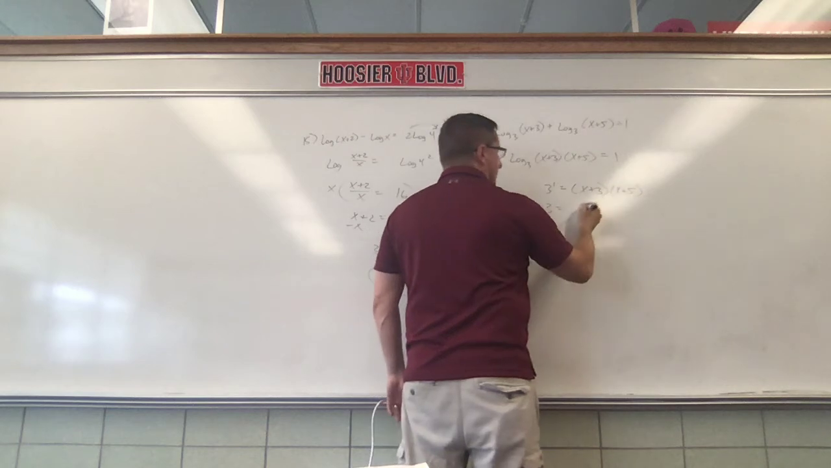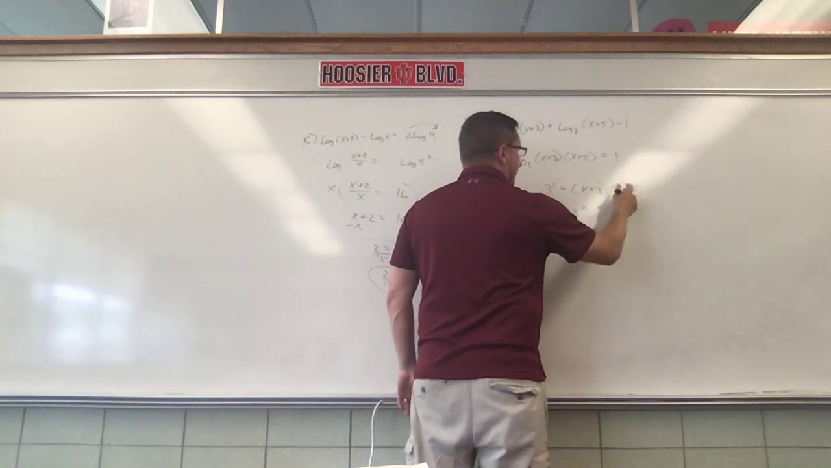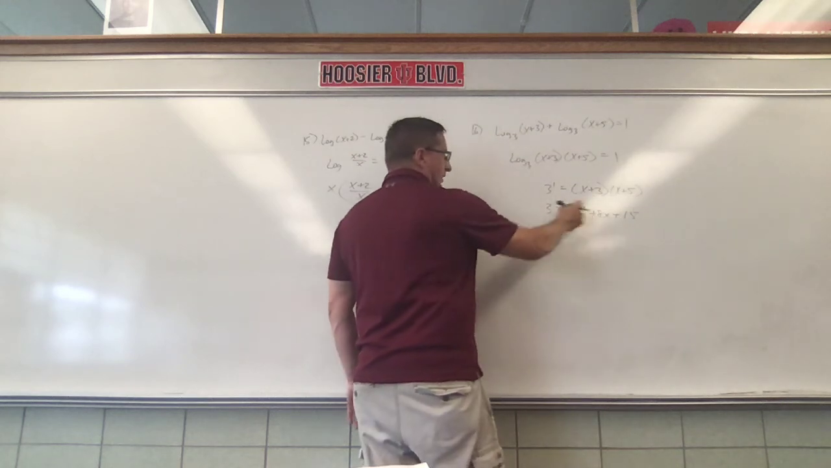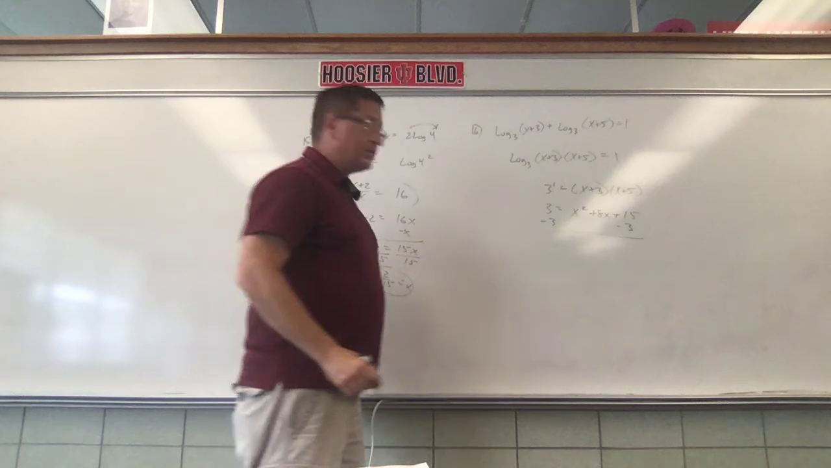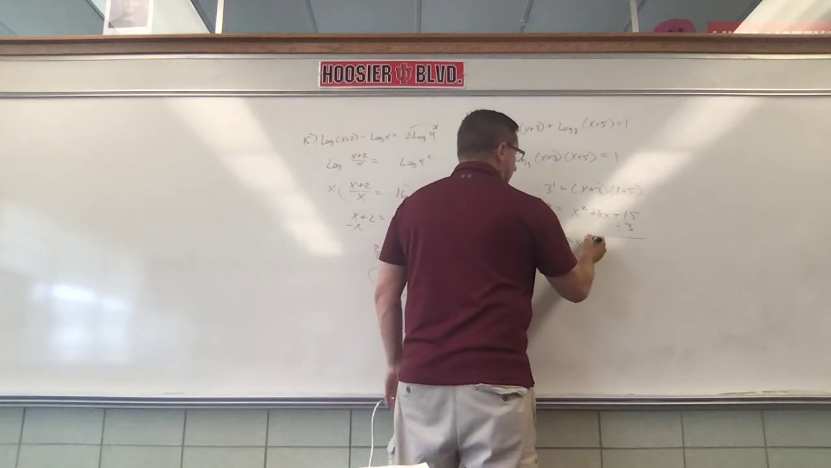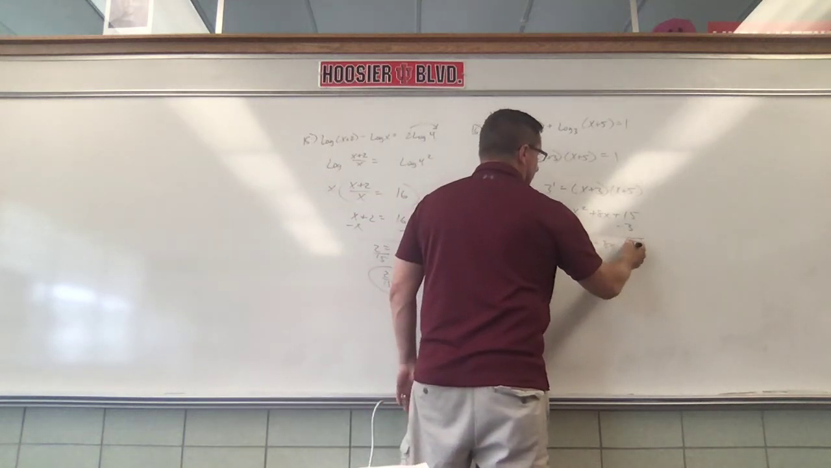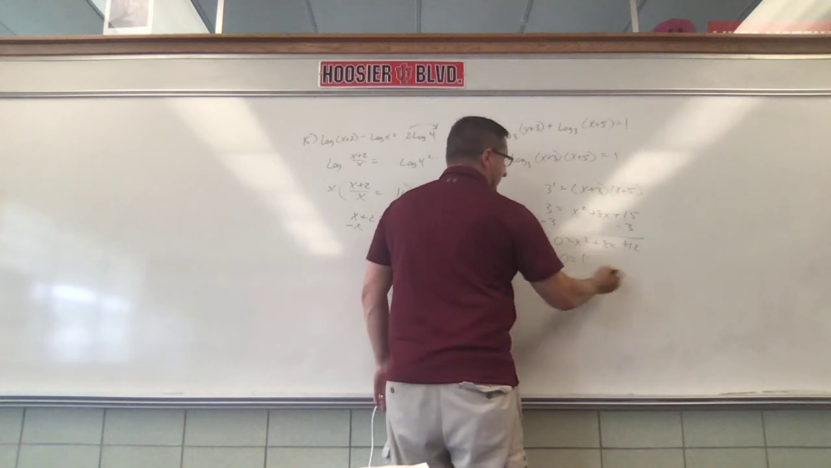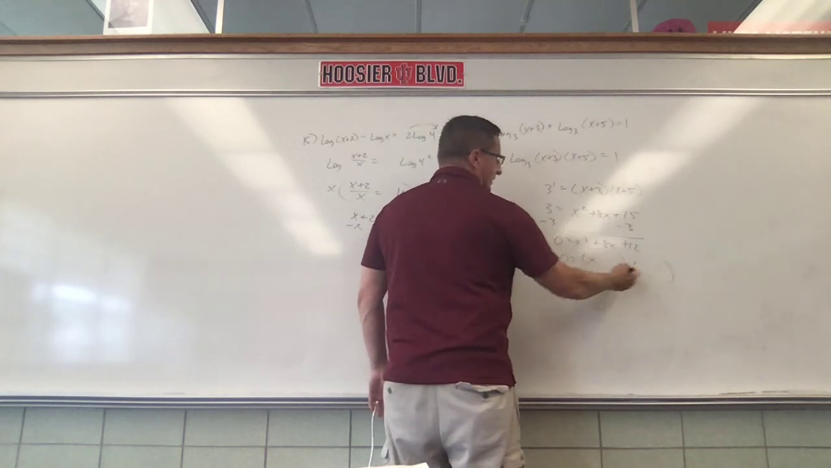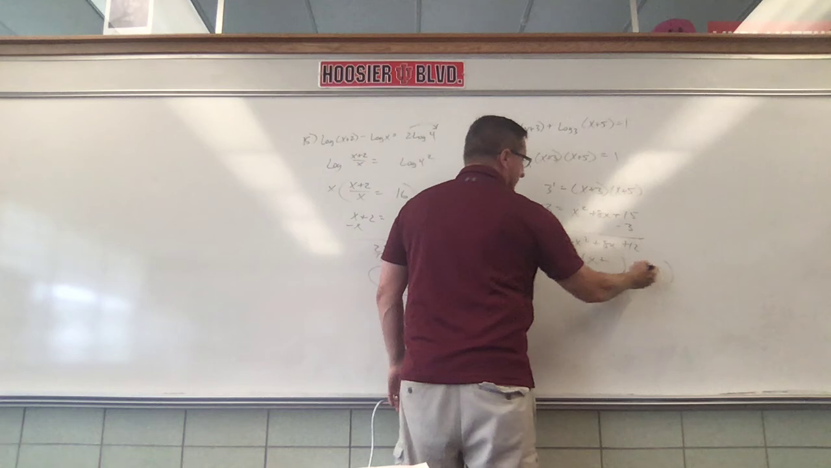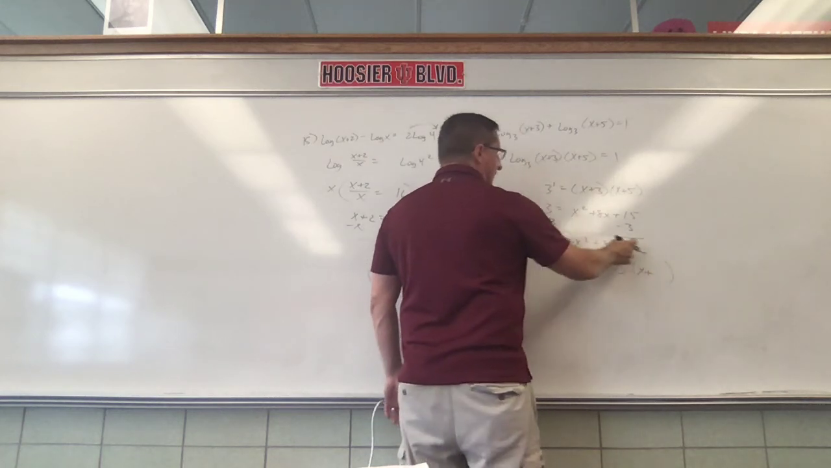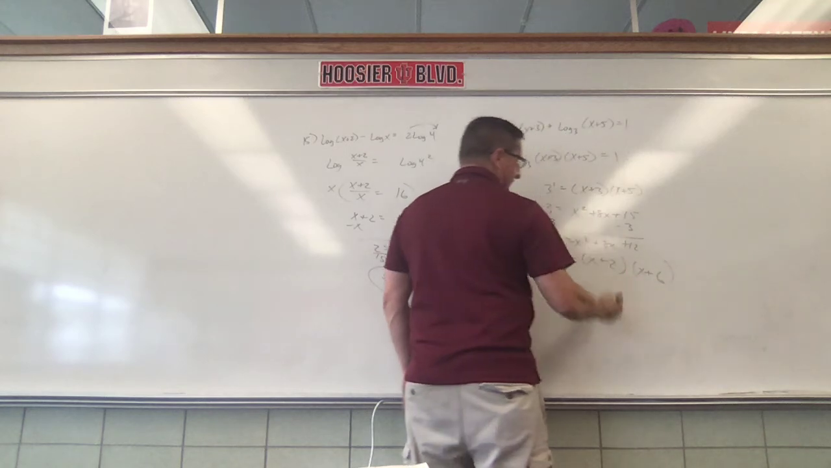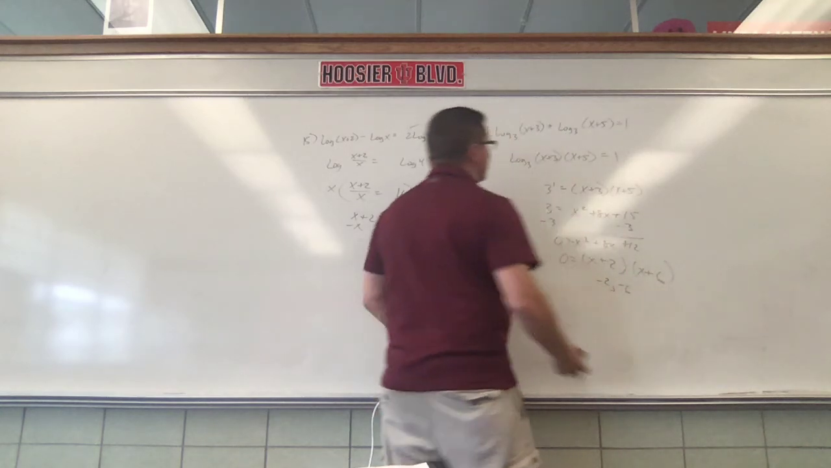FOIL this out. x squared, 5x and 3x is 8x. Last is 15. Quadratic, so it's supposed to equal 0. Subtract 3 from each side. If we do that, we have 0 equals x squared plus 8x plus 12. 15 minus 3 is 12. We factor. x squared is x and x. No negative, so plus plus. Times to 12, add to 8, which would be 2 and 6. So it looks like our answers are negative 2 and negative 6. It looks like they are.